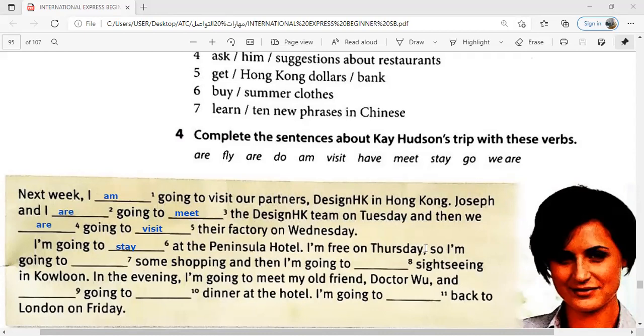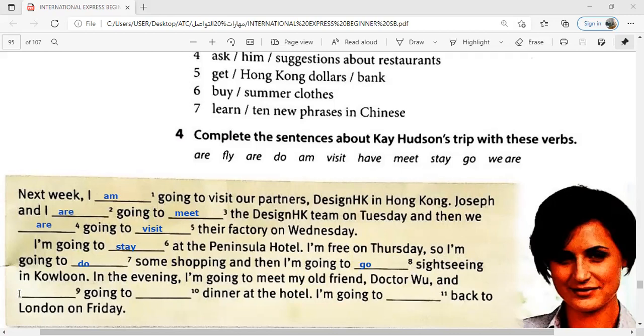I'm free on Thursday. So I'm going to do. Yes, thank you. Shopping, we say do some shopping. And then I'm going to go. Excellent. I'm going to go sightseeing in Kowloon. In the evening, I'm going to meet my old friend, Dr. Wu.